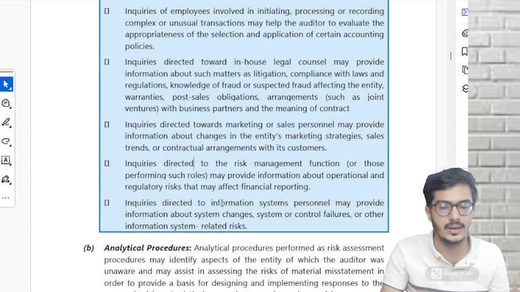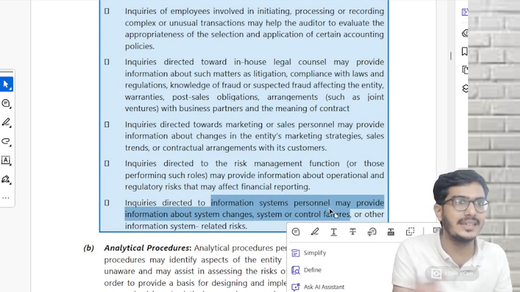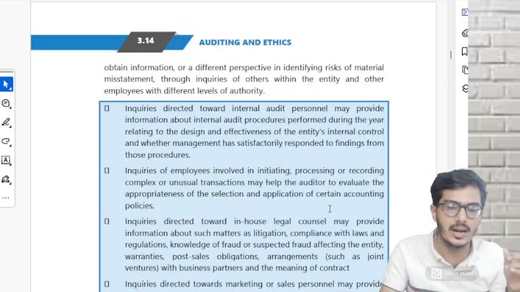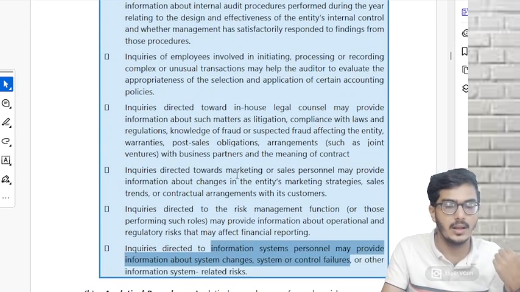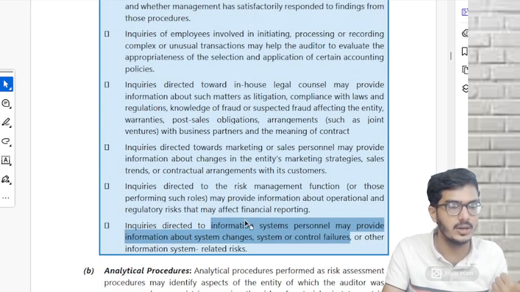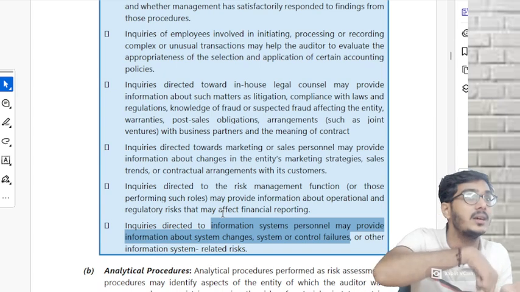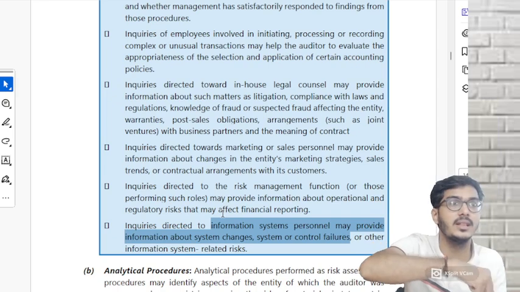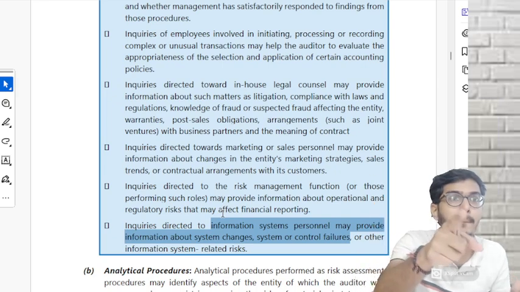Yes, you can. And last one, can you inquire of those people who are into information systems? That means the IT people, the IT department. So just underline these people: internal personnel, employees initiating, processing, recording complex transactions, in-house legal counsel, marketing or sales personnel, risk management function, information system person. Auditor can inquire of anybody who is within the entity. If you remember, the rights given to an auditor, he can discuss with anybody who is within the entity. Correct? Now external, we learned that also, but you have to take permission.